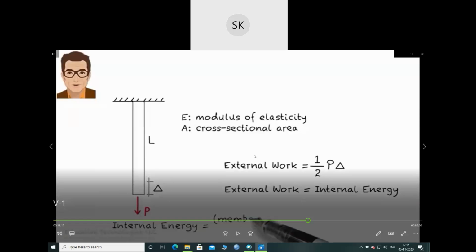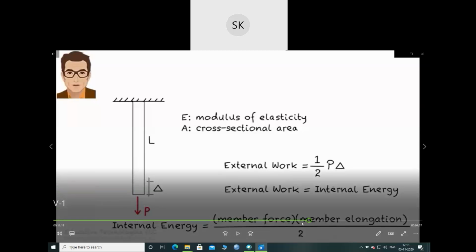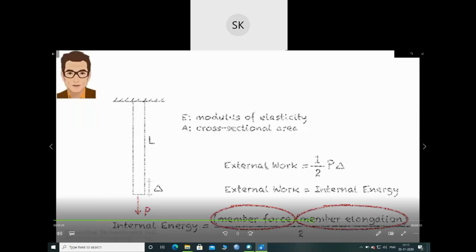So as per this work energy theorem, whatever the work is done externally is equal to the internal energy of that member. The strain energy stored in that member will be equal to the external work done. The internal energy is one half of the member force times the member elongation. So, we need to find the force in the member and the member's elongation.